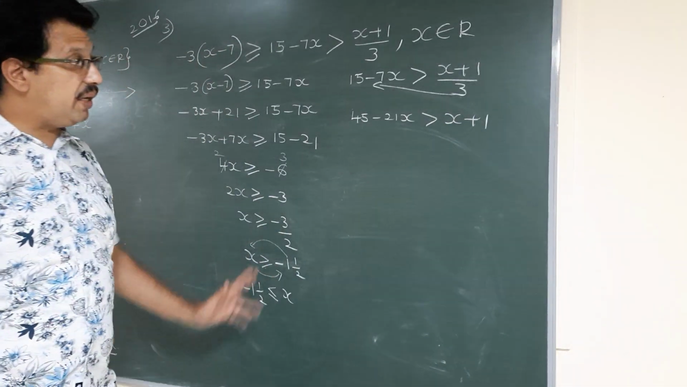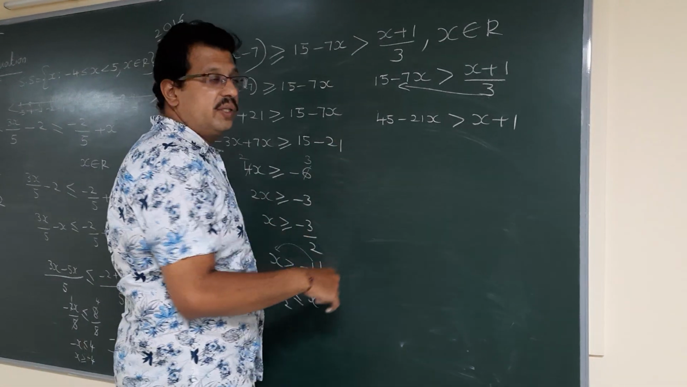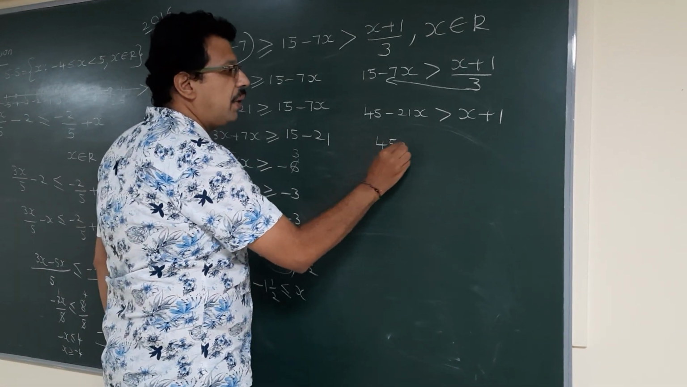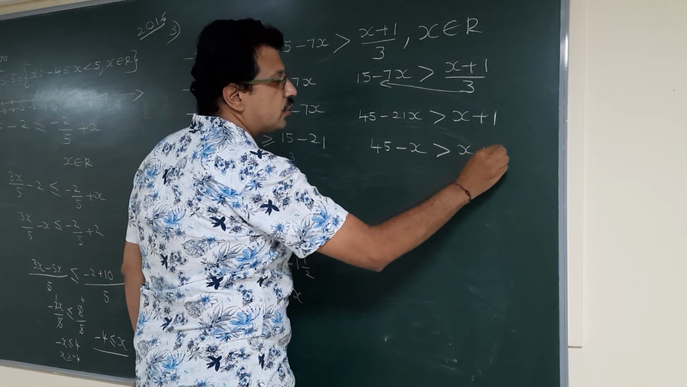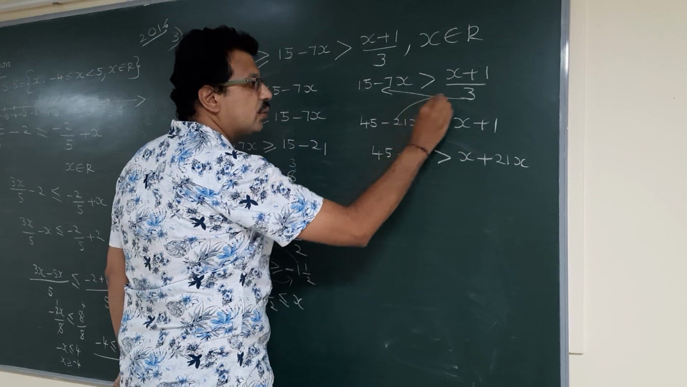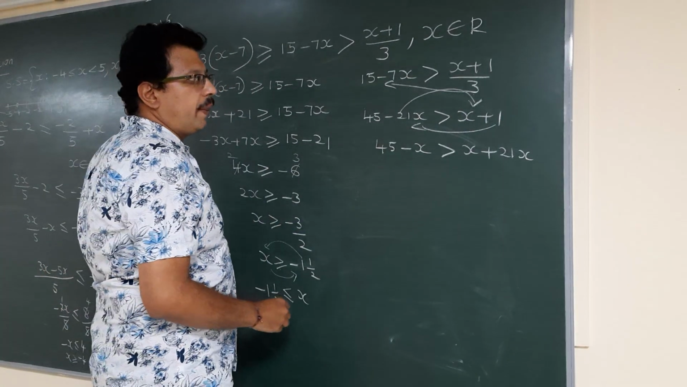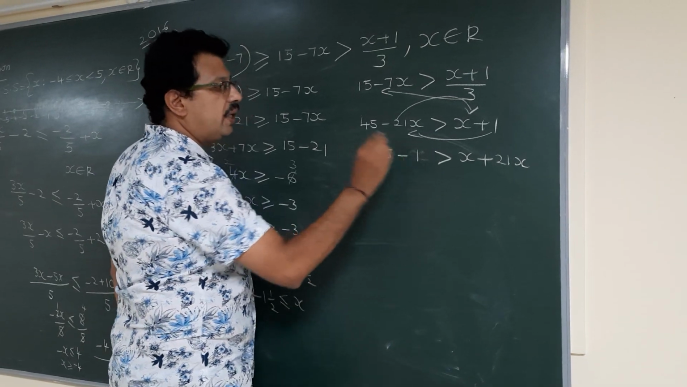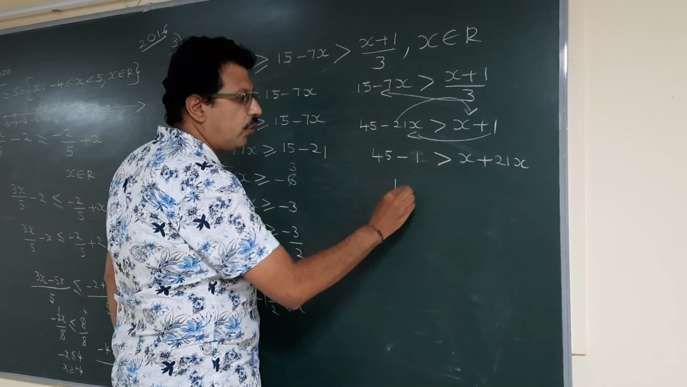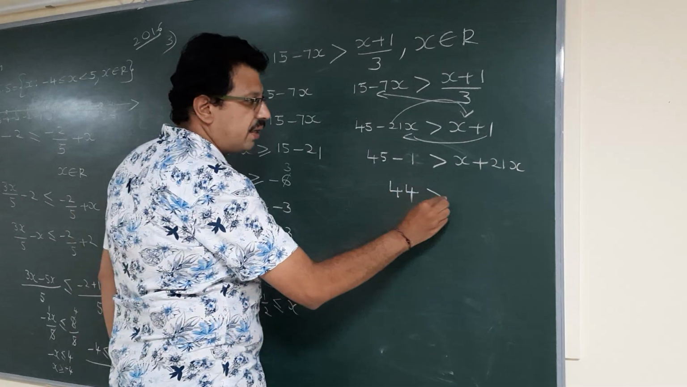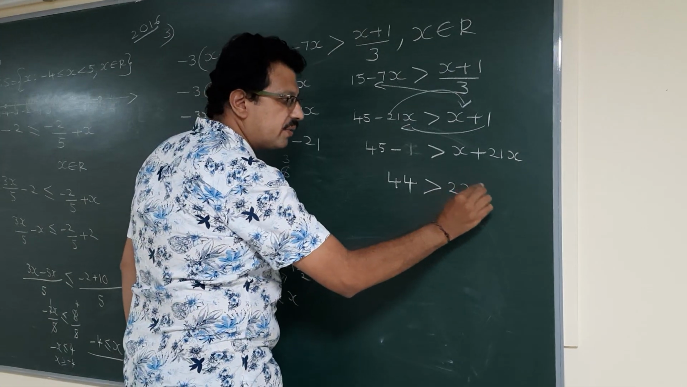So you should be very careful with multiplication. 3 15s are 45, 3 7s are 21. And bring all the variables to one side. 45 minus 1 greater than x plus 21x. I have brought minus 21x to the right hand side and 1 to the left hand side. Sorry, it is minus 1, it is not plus, it is minus 1. 45 minus 1 is 44. 44 is greater than 21x plus 1x is 22x.